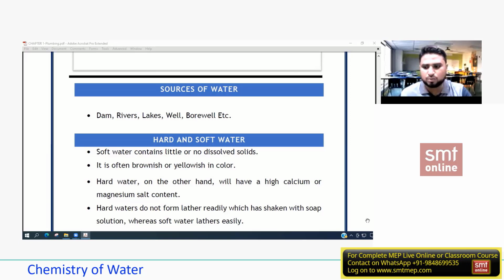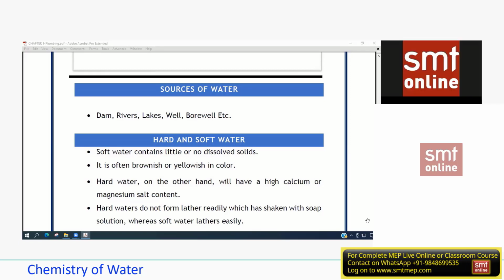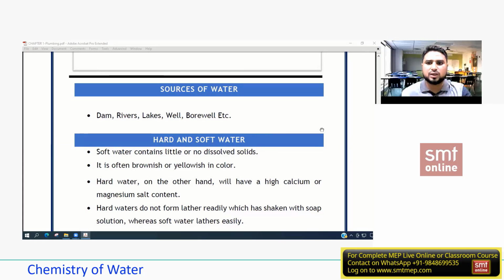In short, I can say hard water is a water which does not give you a lather readily or easily available, isn't it? When you apply soap and you have added that soap to the hard water and you try to shake that up, it will not give you the rich lather or the readily available lather. Whereas if you deal with the soft water, if you add the same amount of soap with the same amount of the water, it will give a good amount of rich lather, isn't it?